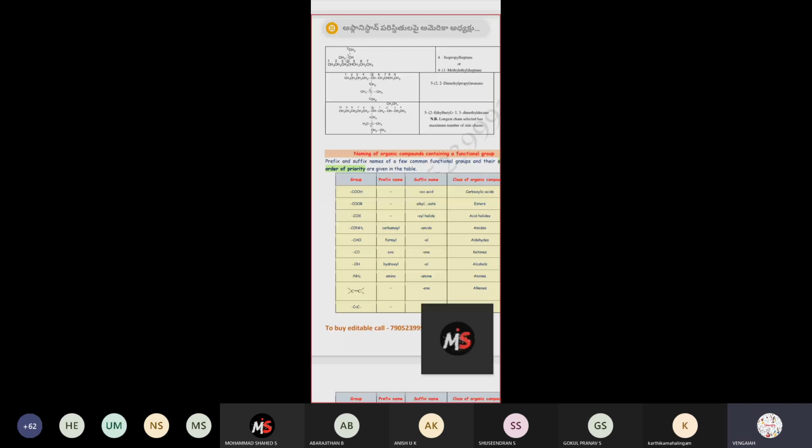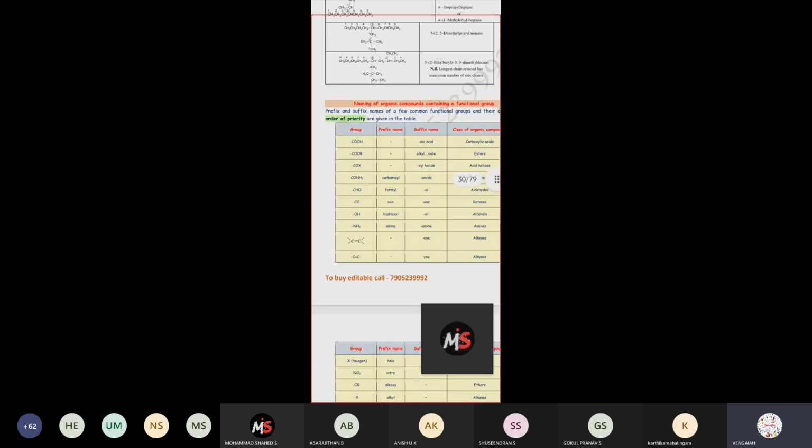Even COOR, the ester group, alkyl oate. If an acid halide is given, you can write oyl halide. CONH2 is the amide condition, so you can write amide. CHO is the aldehyde, al. CO is the ketone, one. OH group is the alcohol, ol. NH2 is the amine, amine can be written. Double bond is the alkene, ene. Triple bond is the alkyne, yne. Like that you can write.